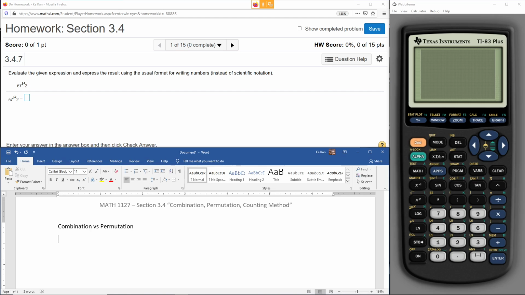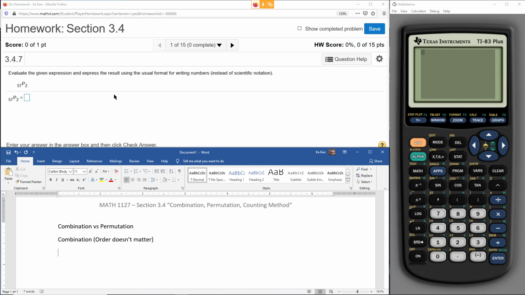The key difference is the order doesn't matter in a combination. So there are two different ways to count how many different choices you get when you combine different elements. Here is an example you can think about. In a combination, order doesn't matter. Think about if you go through a drive-through, right?